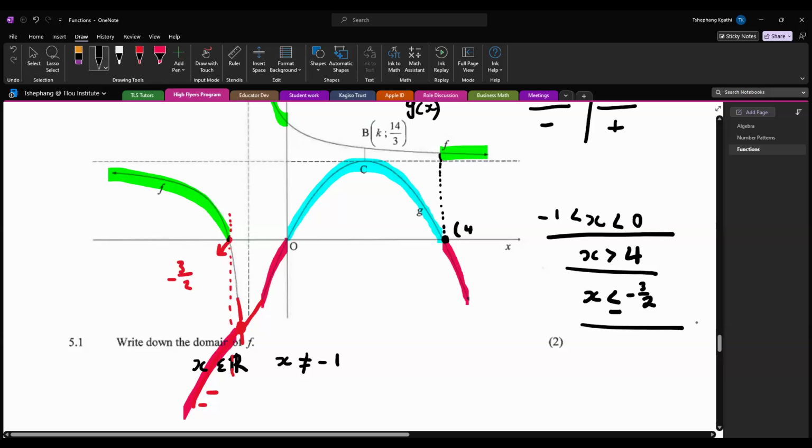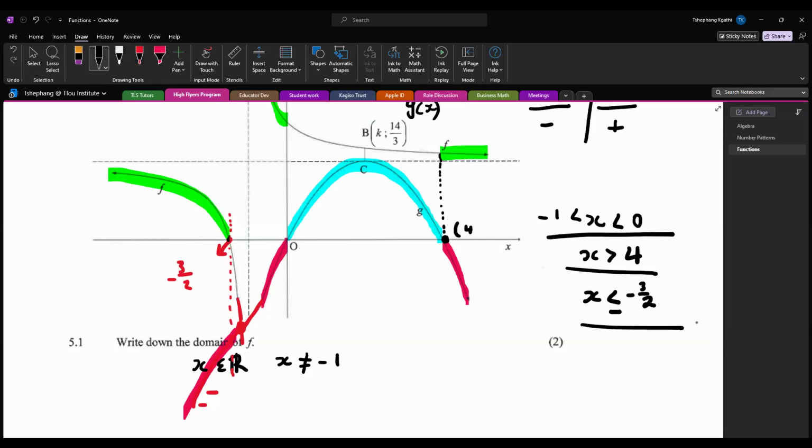Thank you so much for that one, Ernest. I didn't see that I can actually extend the drawing to see the left-hand side. No problem. Thank you.